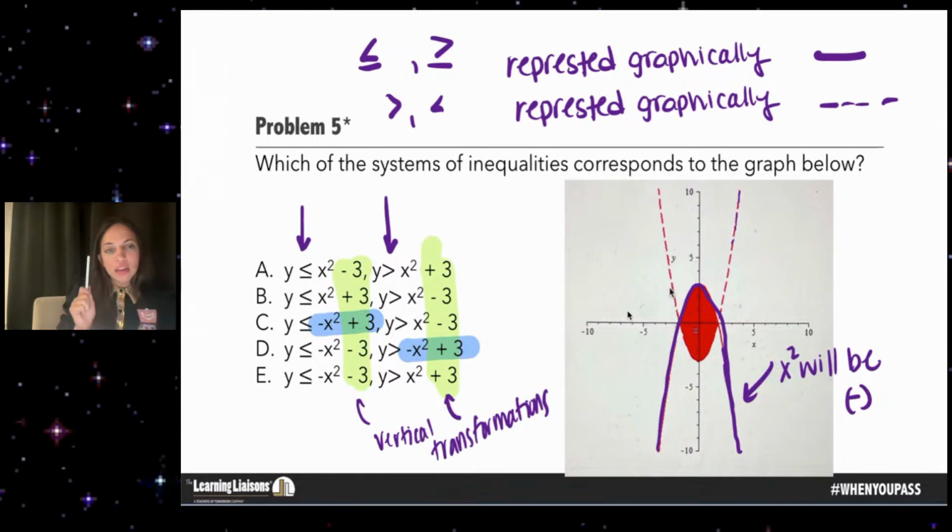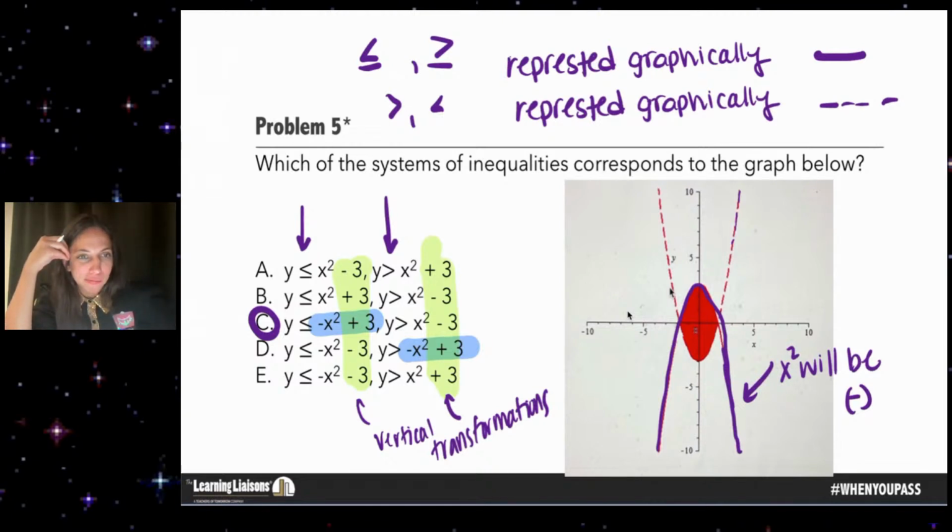Now, the negative x squared plus 3 graph has to have the solid line, which means my only possible answer choice is C. And I didn't do a whole lot of math to figure that out. My only possible answer choice is C, because I had to have a negative x squared plus 3, and there's only 2 options for that. And the negative x squared plus 3 is a solid line, not a dotted line. And so it has to be C.